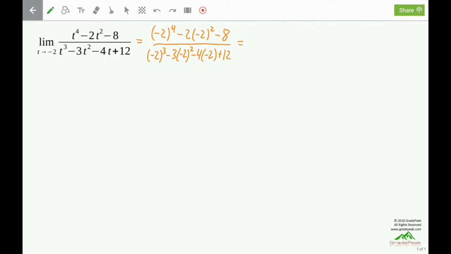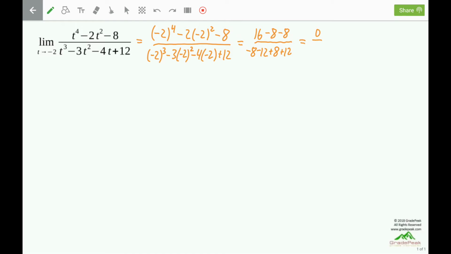In the numerator, -2 to the fourth, 4 negatives is a positive 16, minus 2 times a -2 squared, which is a minus 2 times a 4, which is a -8, and then minus 8, over -2 cubed, that's a -8, -3 times a -2 squared, -3 times a 4, -12, minus 4 times a -2 is a positive 8, and then plus 12. In the numerator, 16 minus 8 is 8, minus another 8 is 0.